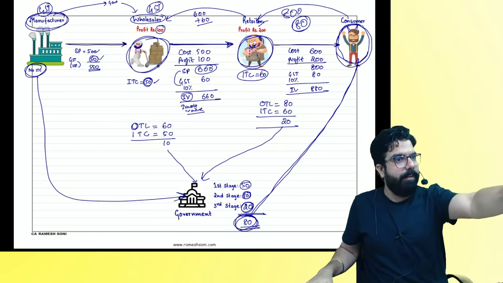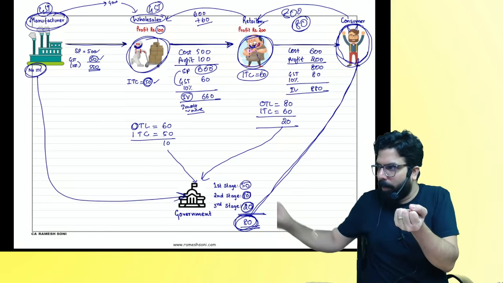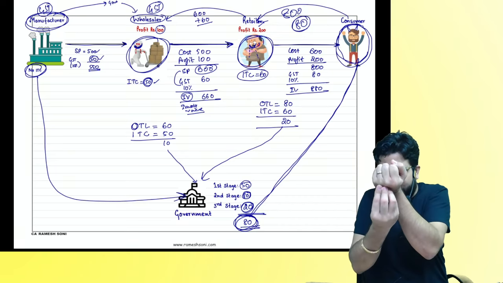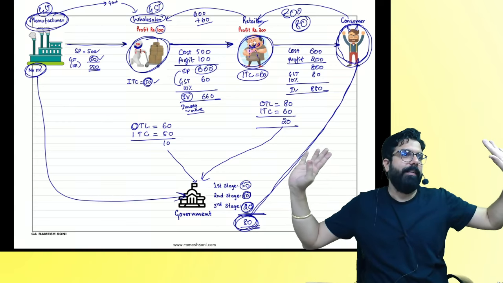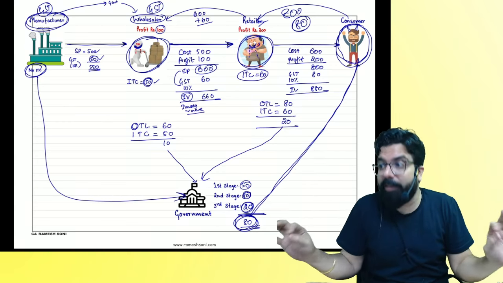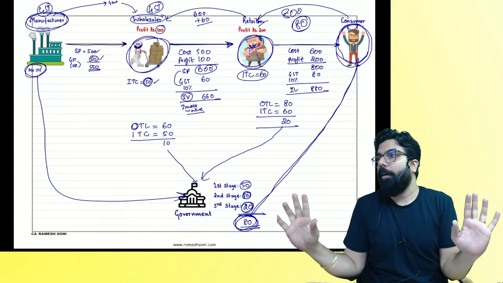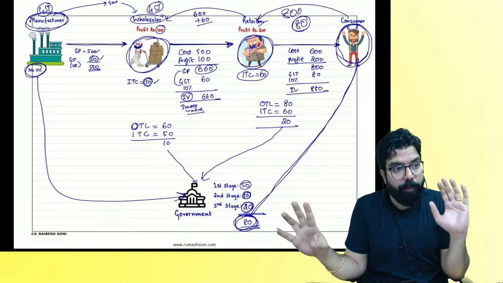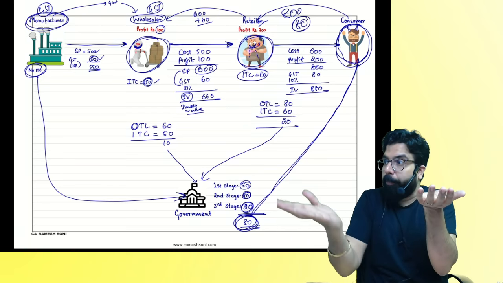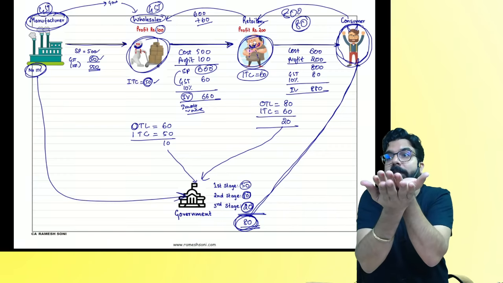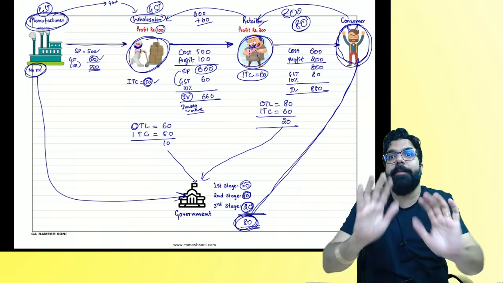What are we doing? We collect from the buyer, deduct whatever we had paid, and pay the balance to the government. This is only GST. What we are going to learn from the first day till the last day: what is output, what is input, how much input credit a person will get, and how much he has to pay. Is my point clear to all?